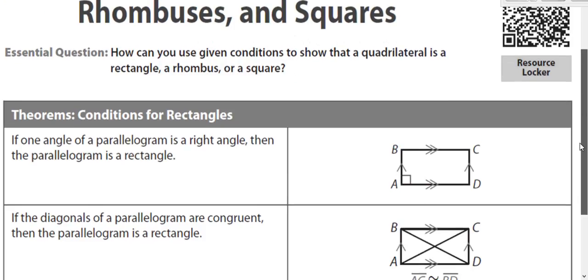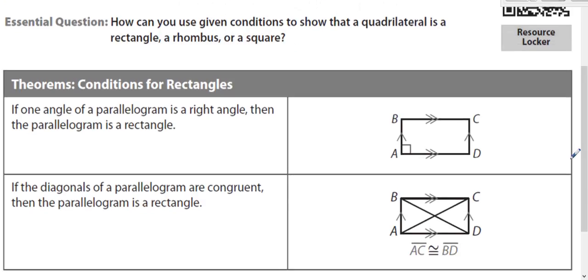So for a rectangle, you have to know it's a parallelogram first. Then, if it has one right angle, then it's a rectangle. You only need to know it has one, because then you've got opposite angles are congruent because it's a parallelogram. So if you know one of them, then you know the one that's opposite. And consecutive angles are supplementary. So if this is 90, then its supplement would also be 90.